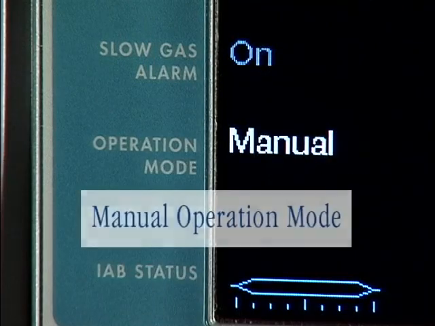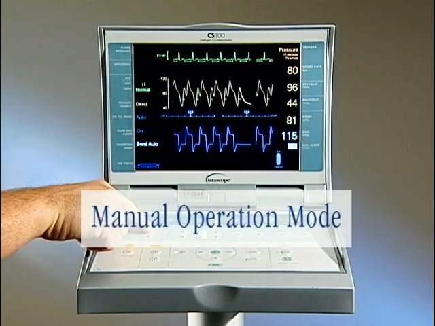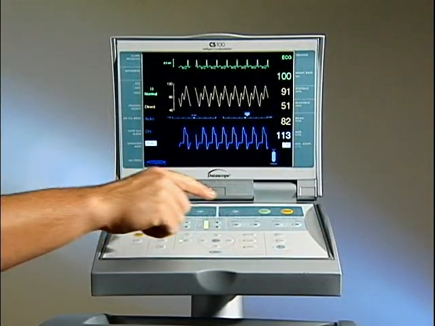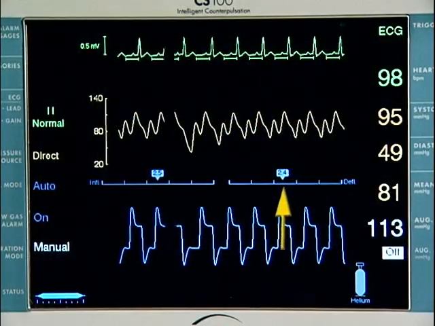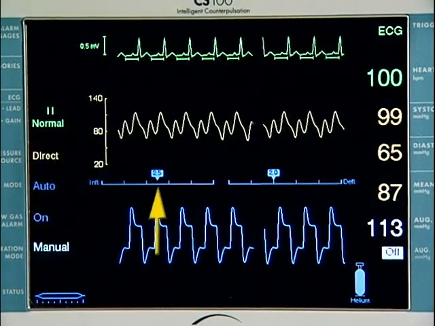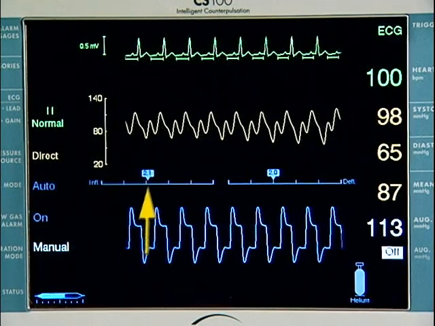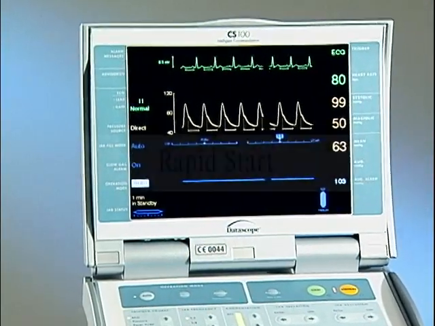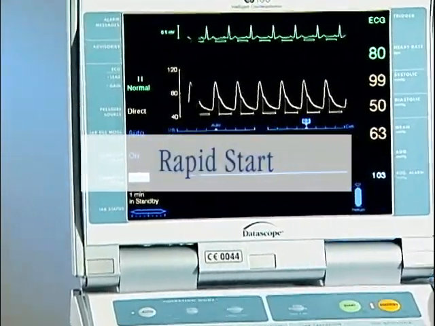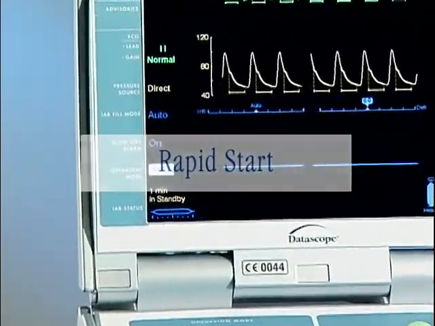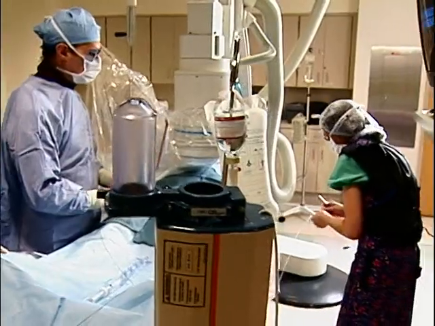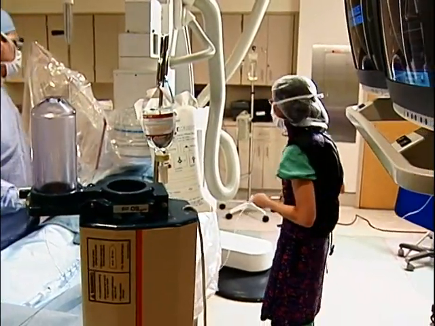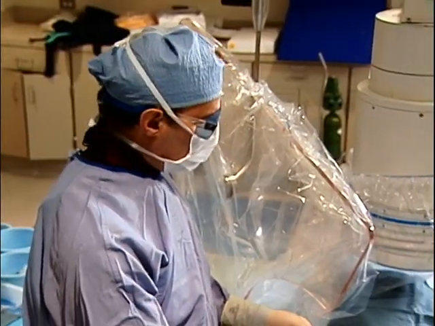In the manual operation mode, the operator is responsible for selection of the trigger source and setting IAB timing. The operator is also responsible for maintaining correct timing in the event of a change in patient heart rate and rhythm. The CS100 features a rapid startup feature which employs sophisticated algorithms that allow the medical staff to concentrate on the needs of the patient instead of the needs of the pump.